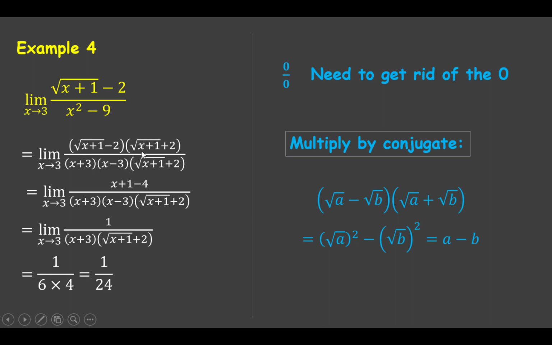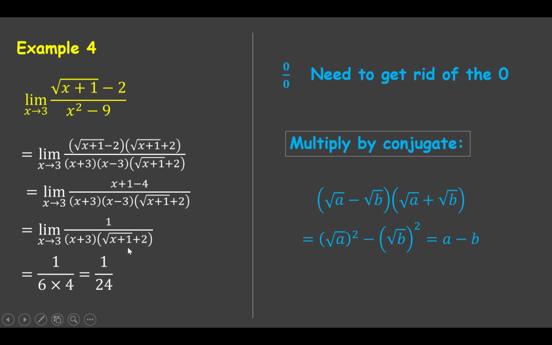And so we multiply by the conjugate on both the top and the bottom. On the top, this is like a minus b times a plus b. So apply this here. So it's a squared minus b squared. The square of the square root of x plus 1, and they cancel, so it's just x plus 1. And then the square of 2 is equal to 4. And then you copy the bottom. Now x plus 1 minus 4 is the same as x minus 3, and that x minus 3 cancels with this x minus 3. That's why you simply have a 1 left on the top. On the bottom, you keep the remaining two terms.